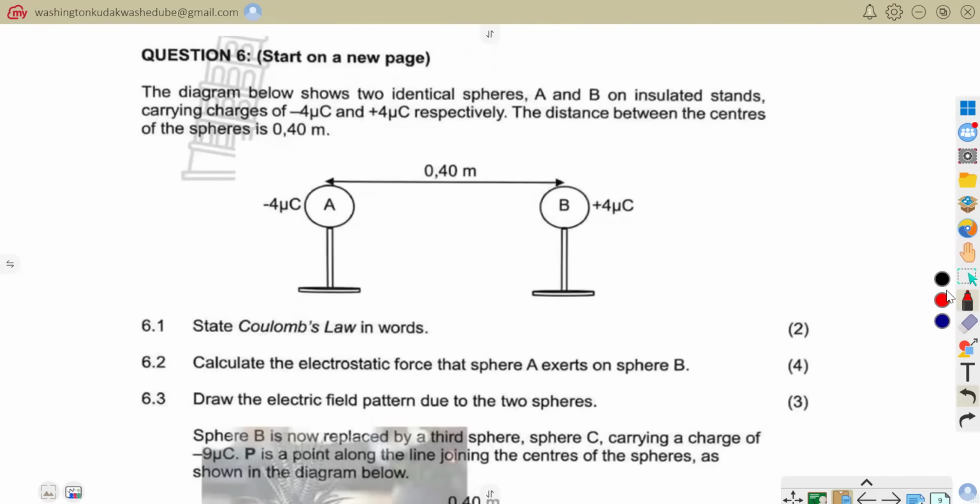Now let's go to question number 6. Question number 6 is saying, state Coulomb's law in words. Coulomb's law, we know that it can be given by F is equal to K Q1 Q2 all over R squared. Now they are saying state that law in words.